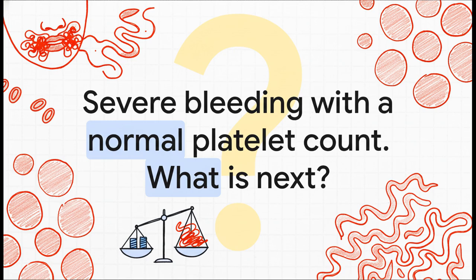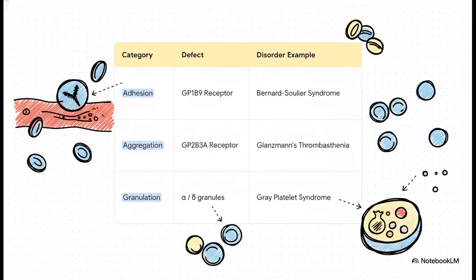classic for a platelet issue. But look at her platelet count, 120,000, well within the normal range. This mismatch, this discordance between the clinical picture and the lab numbers, that is the absolute cardinal sign of a qualitative platelet disorder. These inherited functional defects, they really fall into three main buckets.